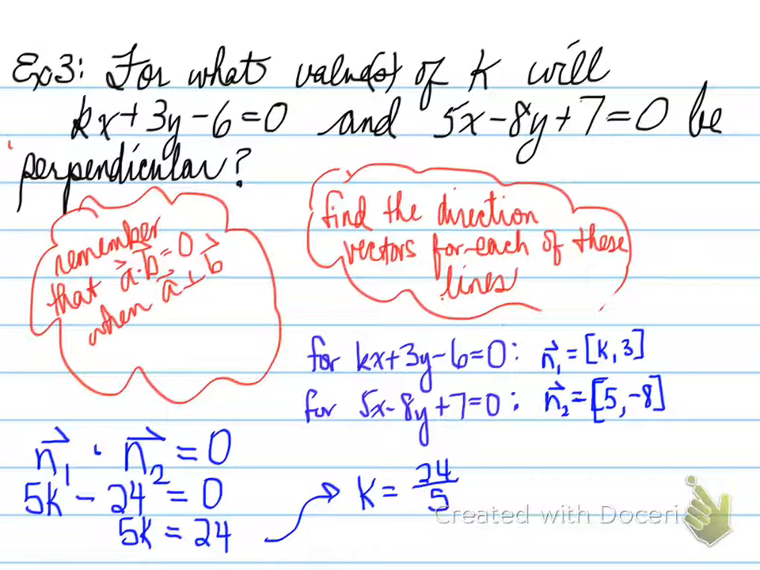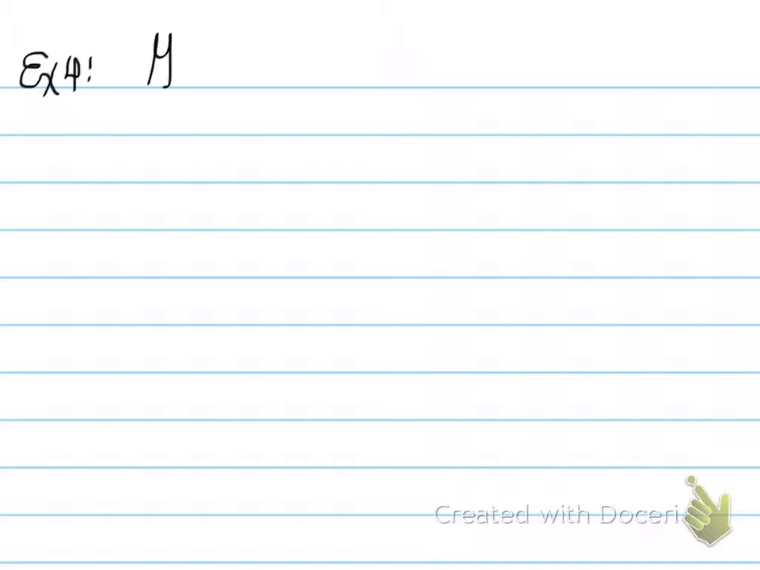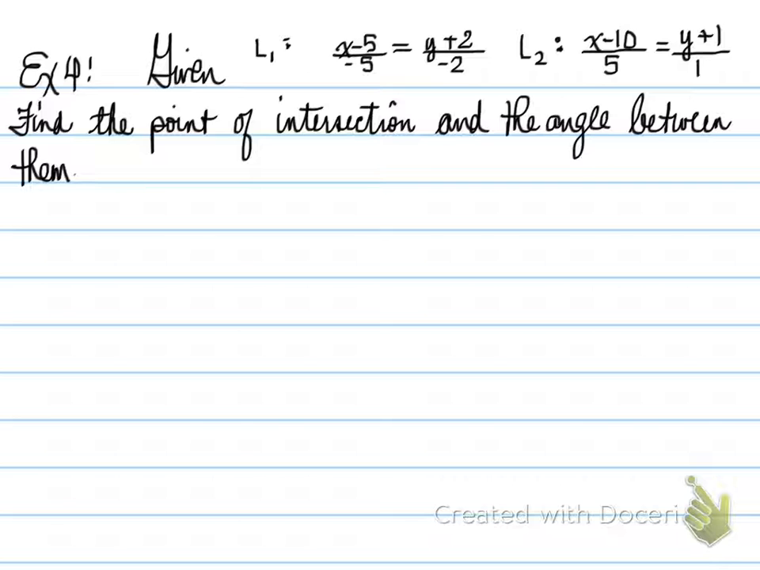So whether we take the dot product of the regular direction vectors or we take the dot product of the normals, we'll still find this same k value. Interesting. All right, moving forwards. Next example, example 4. If you're given two lines in symmetric form, and you're asked to find the point of intersection and the angle between them. That's what you're asked to find.